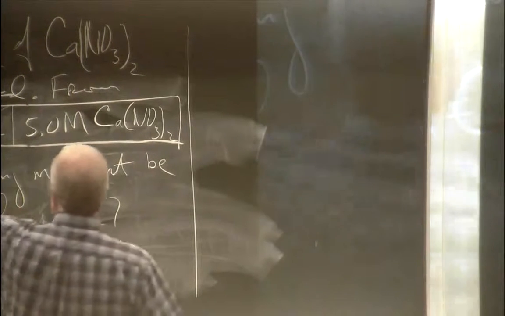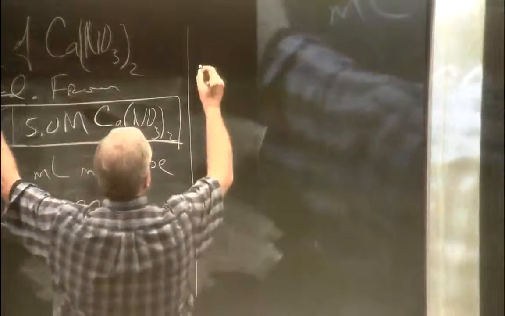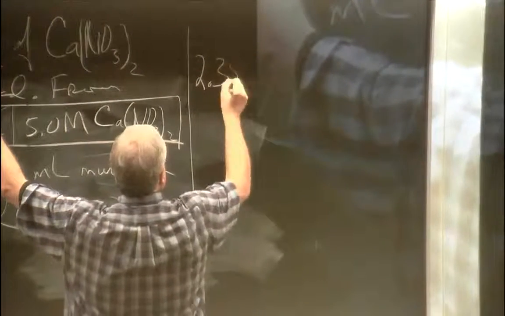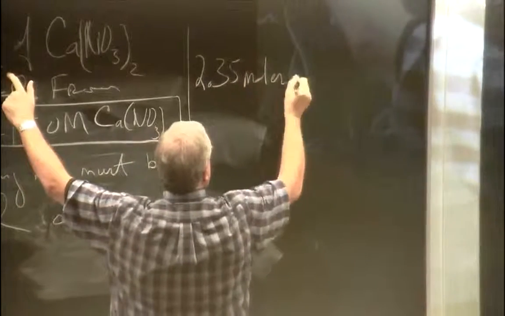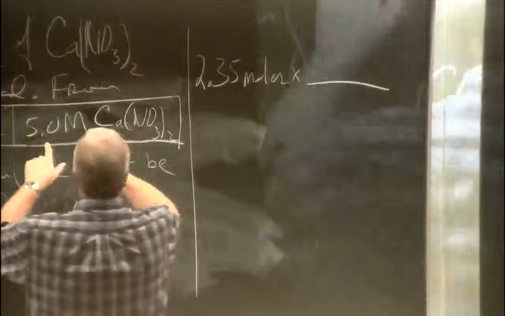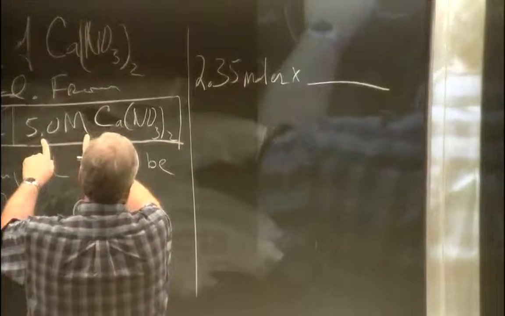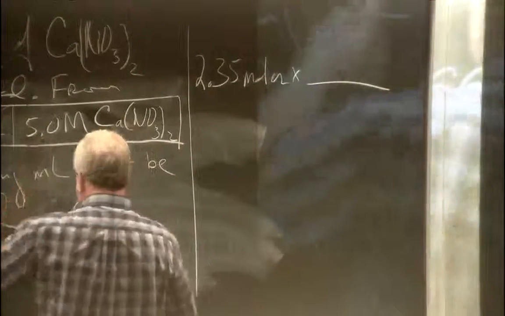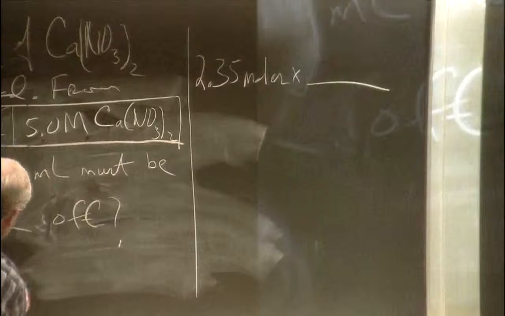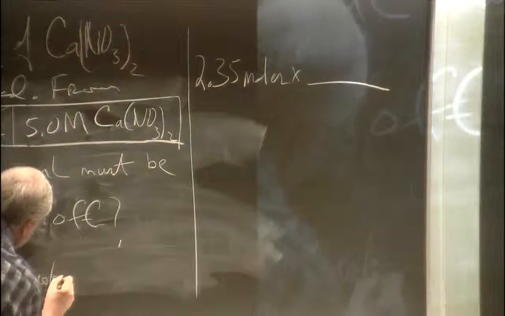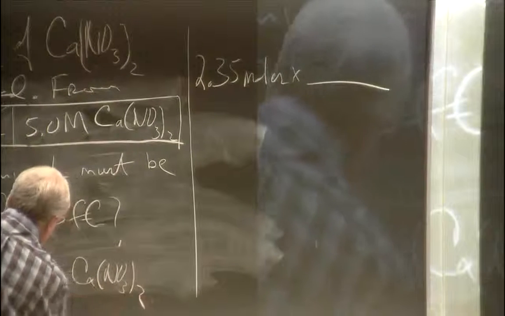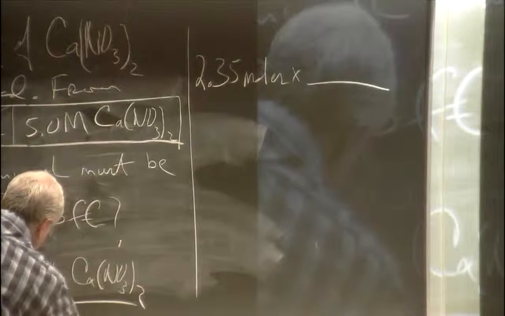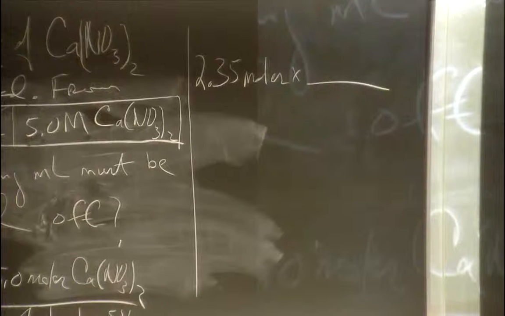Now we need this many moles, 2.35 moles. Now, we'll take our 5.0 moles per liter. Notice if I say 5.0 moles of calcium nitrate per liter of solution, we have both moles and volume.